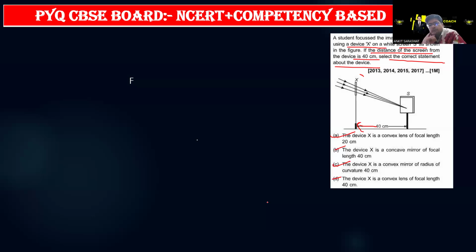Now if you look carefully, these rays are parallel rays. These are parallel rays. And these rays are going to converge. You can check, these are going to converge. And these rays are also going to pass through this axis.